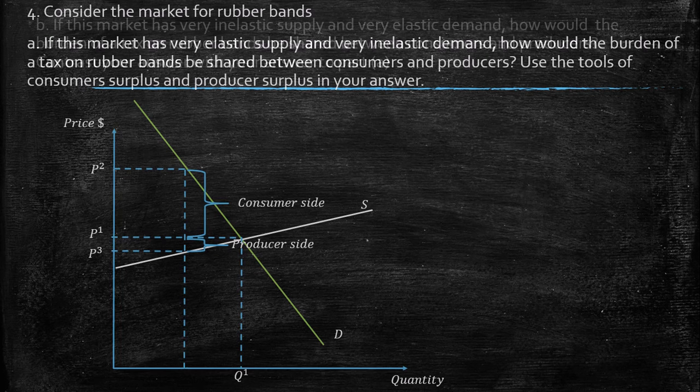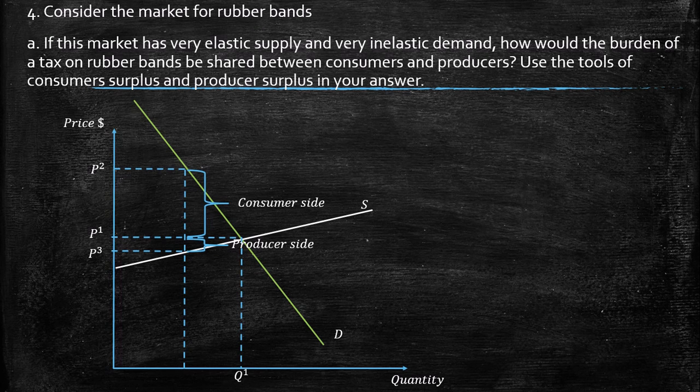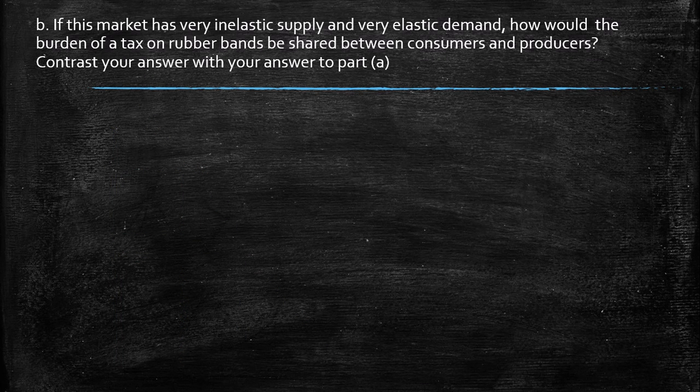So what can we infer here? That there's going to be more burden on the inelastic part, which is the consumer side, and the producers are going to be less affected, just receiving P3 instead of P1. So B, in this market there is very inelastic supply and very elastic demand. How would the burden of a tax on rubber bands be shared between consumers and producers? Contrast your answer with your answer to part A.